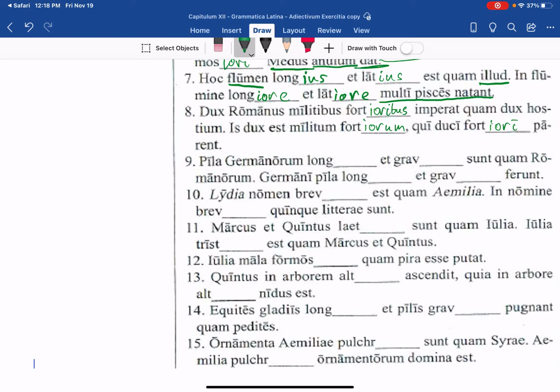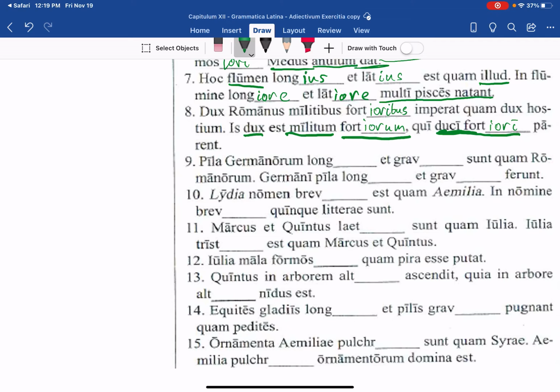Well, it's saying the general, the Roman general, imperat, commands more brave, more strong soldiers than the general of the enemies. And you remember that imperat goes with the dative. So militibus is dative, and fortioribus is describing militibus, it's modifying it. So it needs to be dative as well. And then, is dux est militum fortiorum, he is the general of the more courageous soldiers, so it's modifying militum, which is genitive plural, so fortiorum also needs to be genitive plural. Qui, the soldiers who obey, parent, duci fortiori. Remember that parent, like imperat, goes with the dative. So duci is dative, so fortiori is also going to be dative.